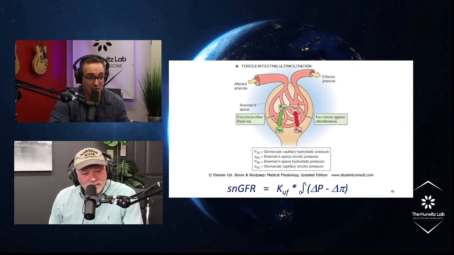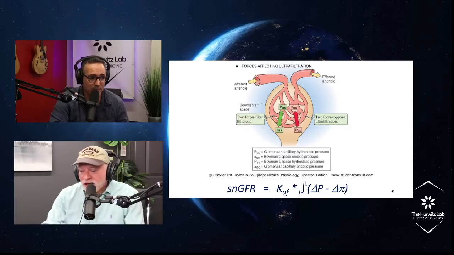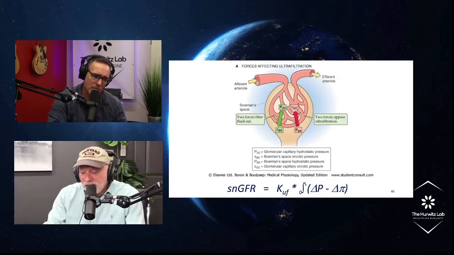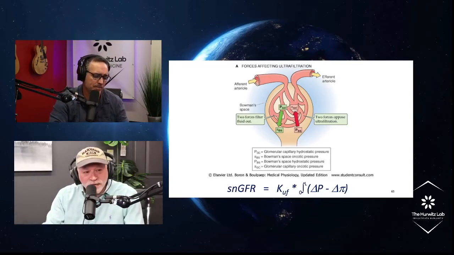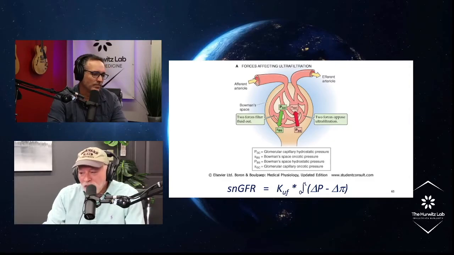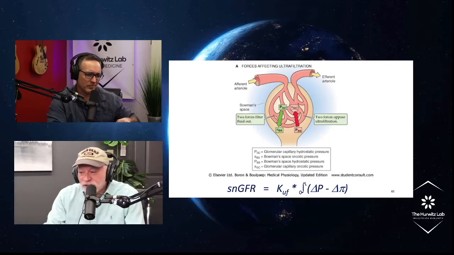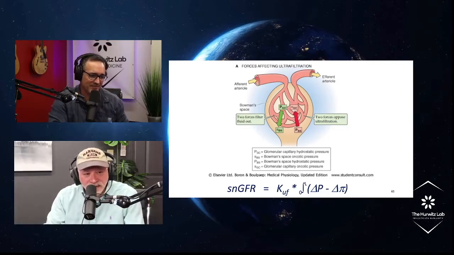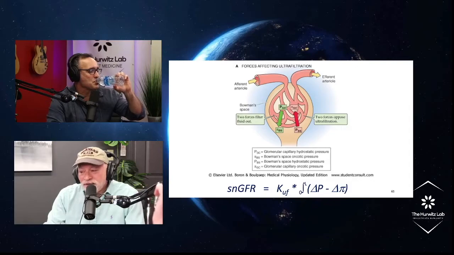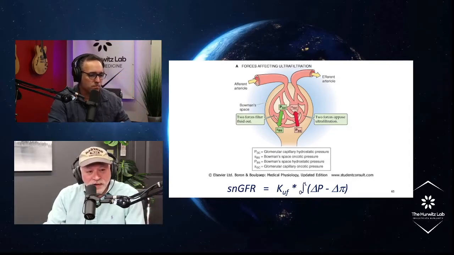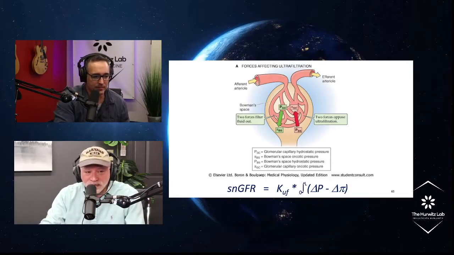Well, the hydrostatic pressure in Bowman's and the oncotic pressure in the capillaries. Exactly. The opposite. Okay. So the single nephron GFR, along the length of the nephron, is given by what's called the ultrafiltration coefficient times the integral of the net driving force. So that's why I say the integral from the beginning to the end of the capillary, 0 to L, of whatever the delta hydrostatic minus the delta oncotic is, because that's the net driving force for ultrafiltration. So that's the single nephron GFR because it's happening over the length of one nephron.